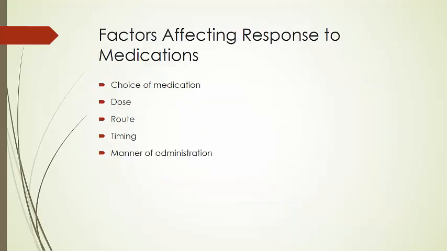Now, there's quite a few things that actually affect your response to medication, and based on these effects or what we know to expect might change your choice of medication or the dose that you give. For instance, if it's a very hepatotoxic medication, you may give a lower dose or choose a whole other medication if somebody has liver cancer or something like that. You may change the route or the timing of the medication or the manner of administration based on your assessment.